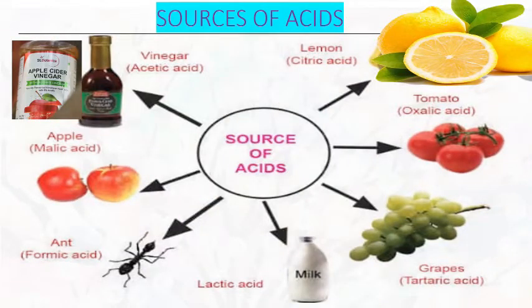Sources of acids. Acids are present naturally in plants and animals, and some acids are prepared from minerals. The acids which are present naturally are acetic acid, citric acid, oxalic acid, tartaric acid, lactic acid, formic acid and malic acid. Formic acid is present in the ant bite. And you know children, our body also produces acid. Hydrochloric acid is produced in the stomach, which helps in digestion. And during vigorous exercise, our muscles also produce lactic acid.